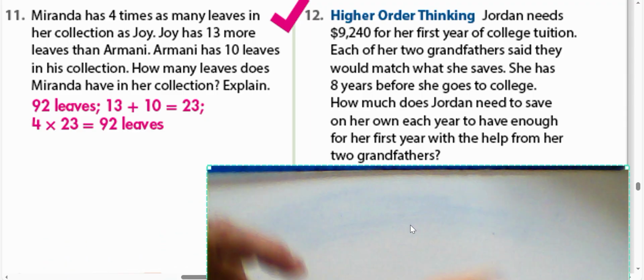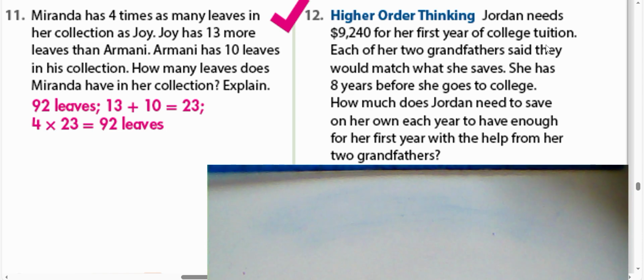Higher order thinking. Jordan needs $9,240 for her first year of college tuition. Each of her 2 grandfathers said they would match what she saves. She has 8 years before she goes to college. How much does Jordan need to save on her own each year to have enough for the first year with the help from her 2 grandfathers?